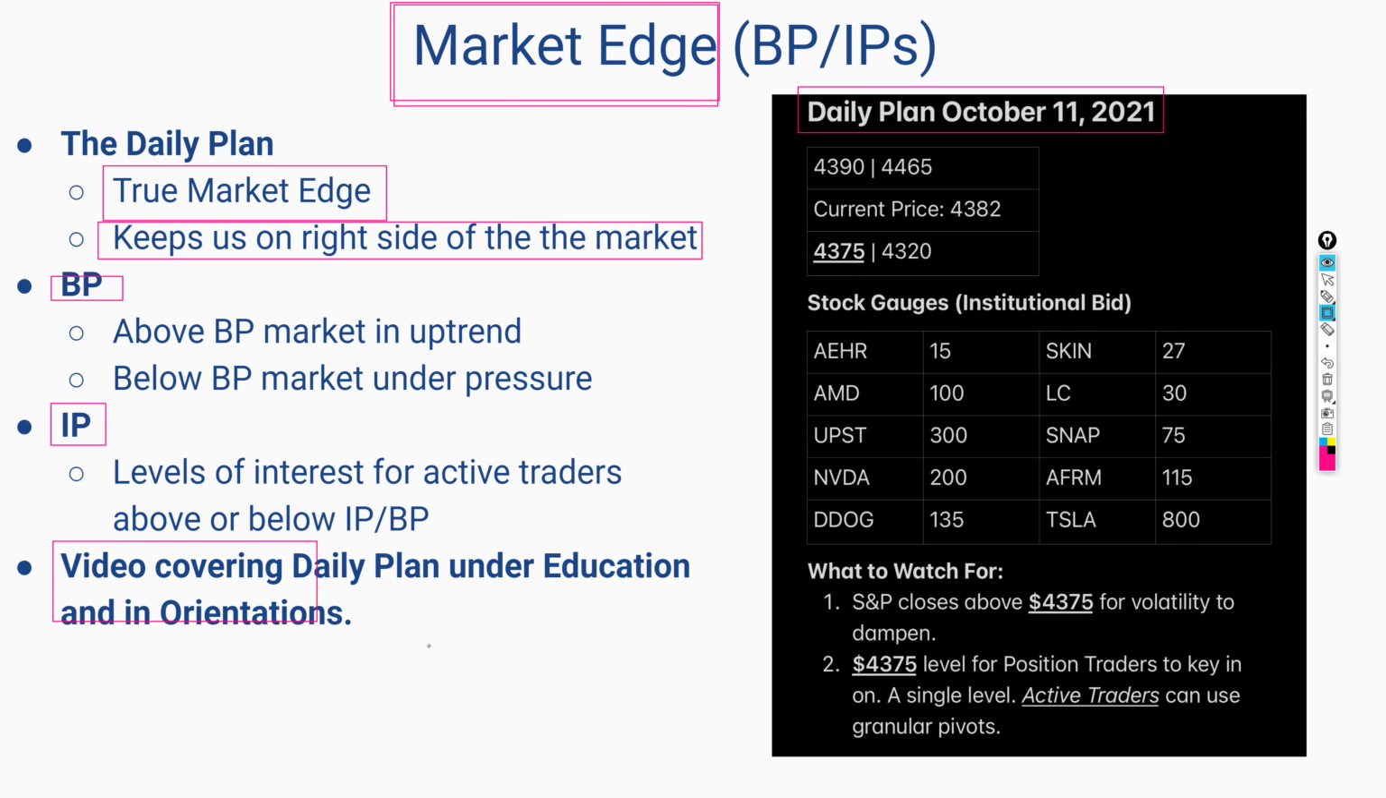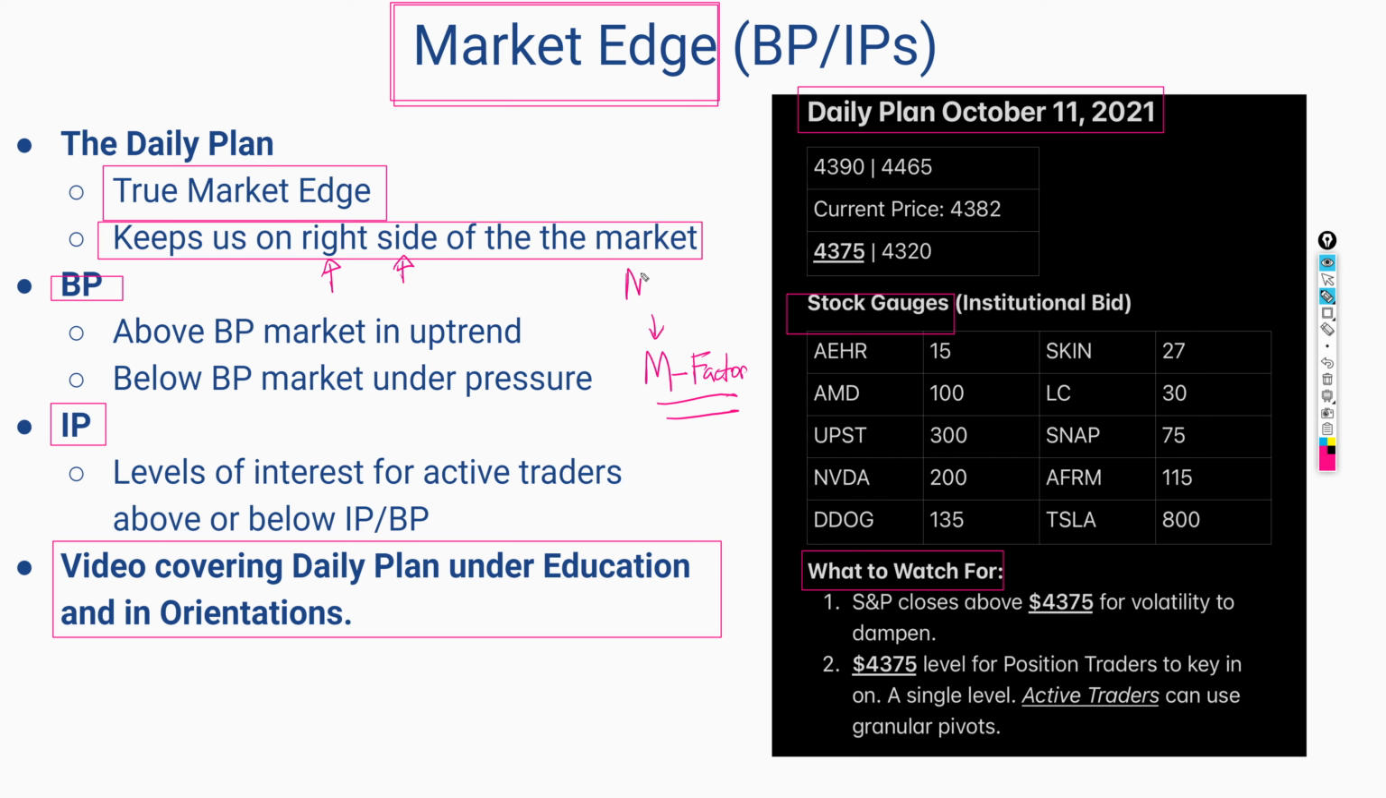There's an in-depth video covering the daily plan. Each section that you see here is covered in that particular video. And this particular edge in the markets keeps you on the right side of the trend. So this is basically the M factor, and it takes care of this M factor, which you could call the M in CAN SLIM. So that's one of my first edges. We post it every day.